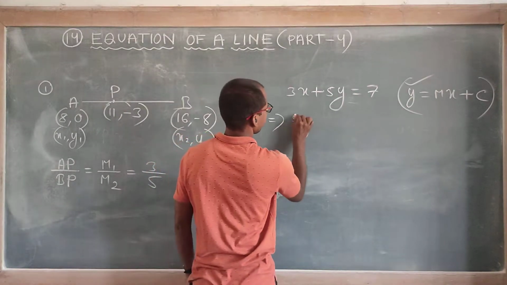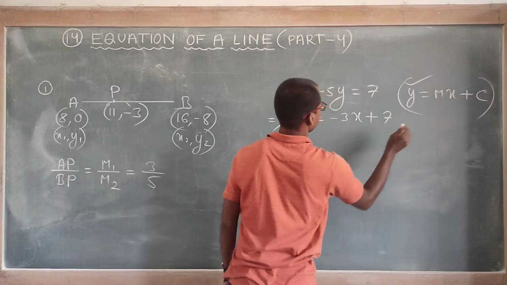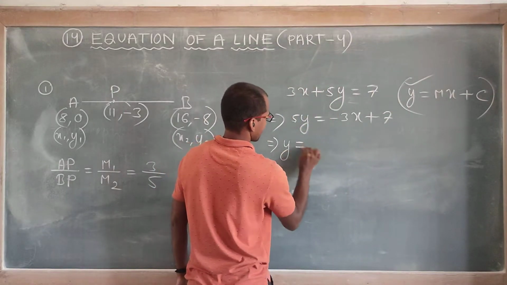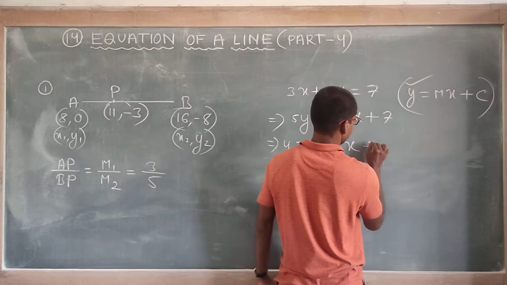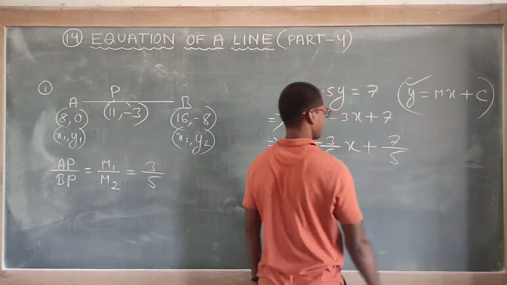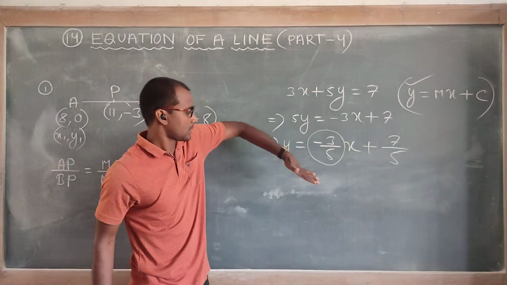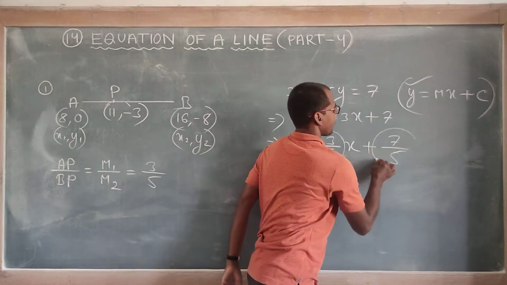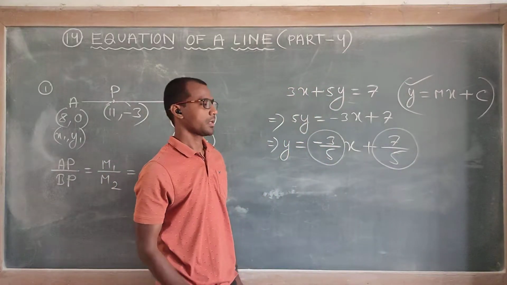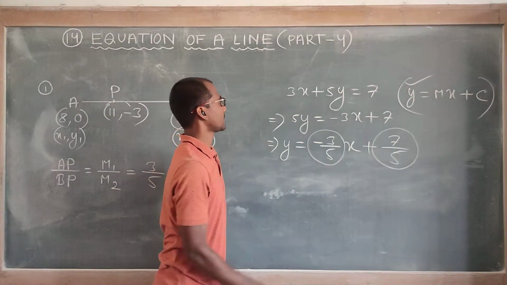So we can write 5y is equal to minus 3x plus 7, y is equal to minus 3 by 5x plus 7 by 5. So you can see slope is negative, so the line will be moving down like this. Y-intercept is 7 by 5, means 1 whole 2 by 5. Means this line is intersecting the y-axis above the origin.